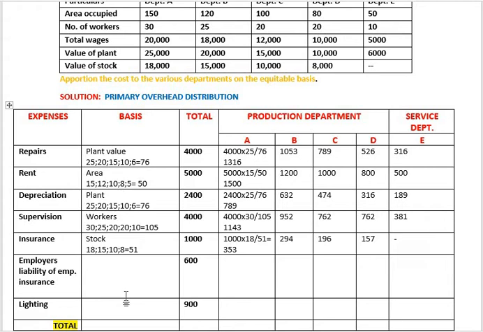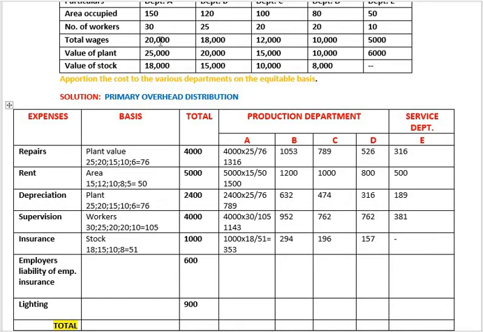The employer's liability to employee insurance is an expense, and the total amount is 600. Now, what is the basis of apportionment for this? See, the first one we have is area occupied. So you cannot distribute it in the ratio of area occupied. Similarly, number of workers, no, you cannot distribute this on the basis of number of workers. The next one we have is total wages. Yes, this can be apportioned using total wages.